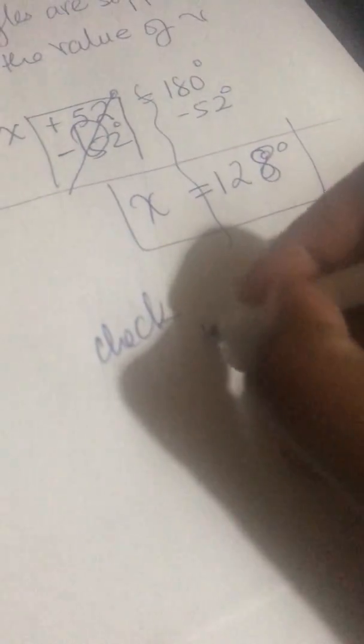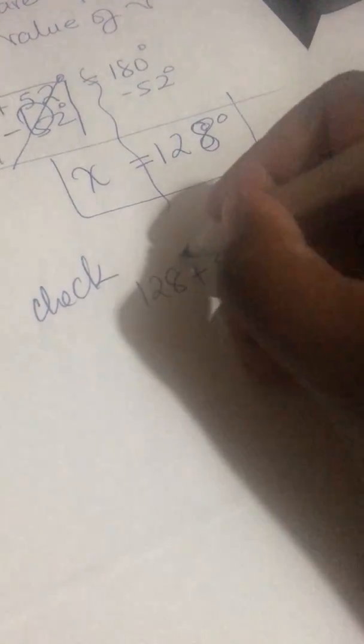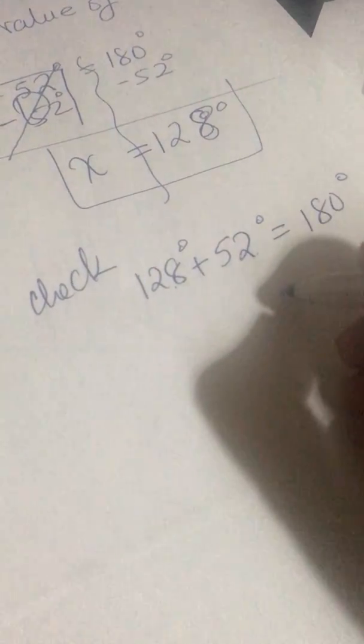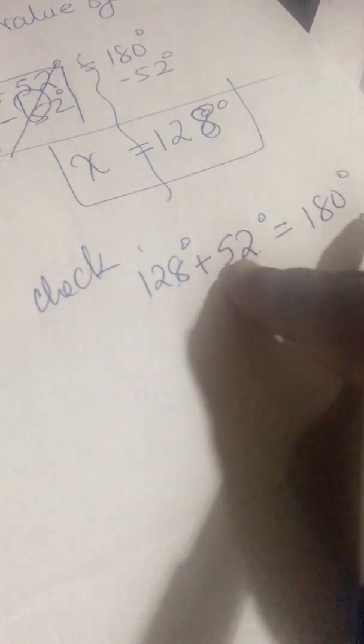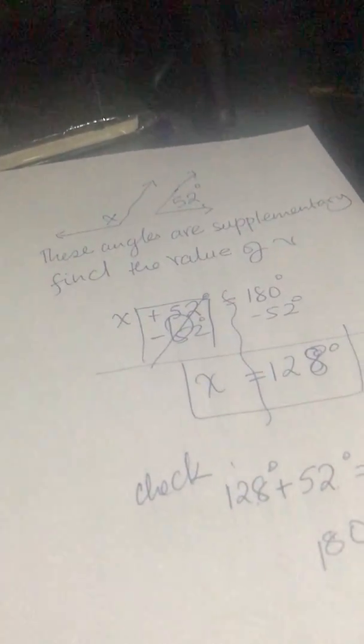And then you check. 128 plus 52 should give you 180. 2 plus 8 is 10, carry 1. 2 plus 5 is 7. Then I am correct. And that is your answer. Okay? So, solve these examples and do Aleph, the DOK, one time.